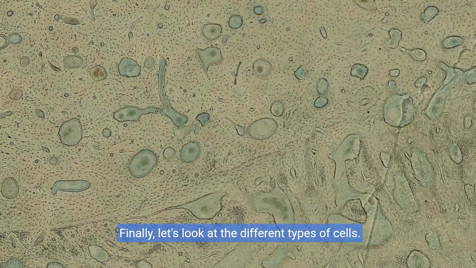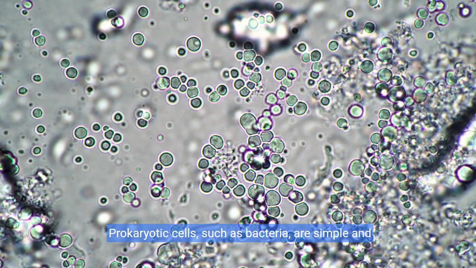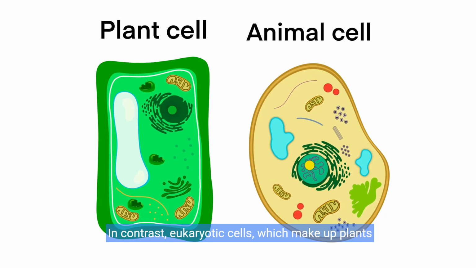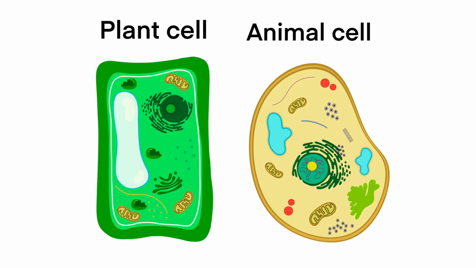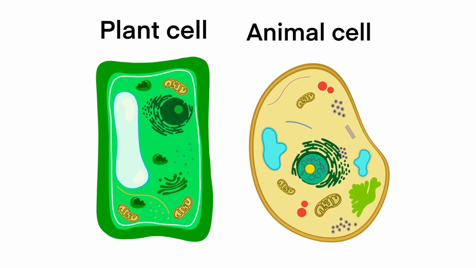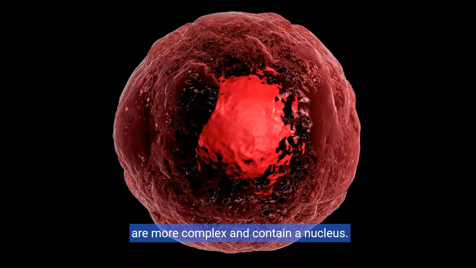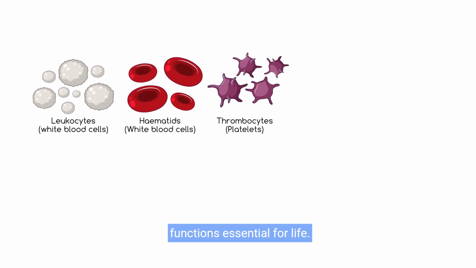Finally, let's look at the different types of cells. Prokaryotic cells, such as bacteria, are simple and lack a nucleus. In contrast, eukaryotic cells, which make up plants and animals, are more complex and contain a nucleus. Additionally, specialized cells perform unique functions essential for life.